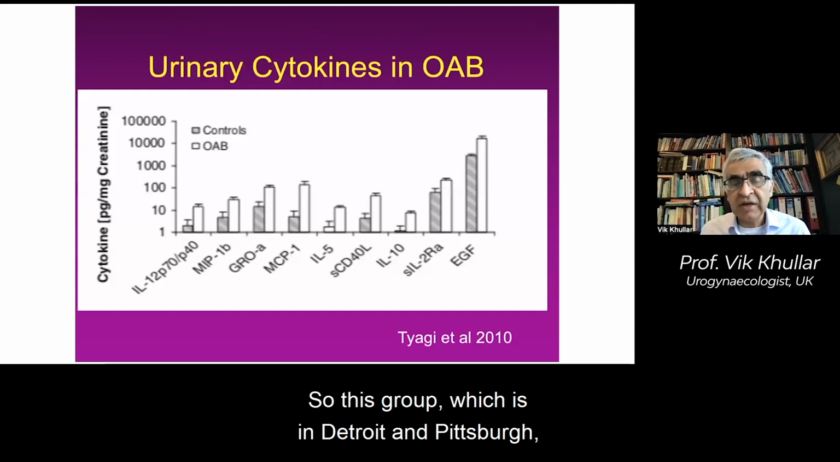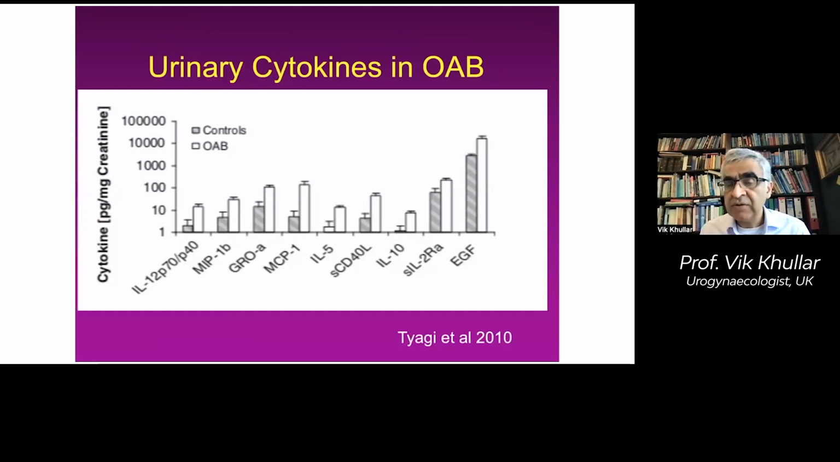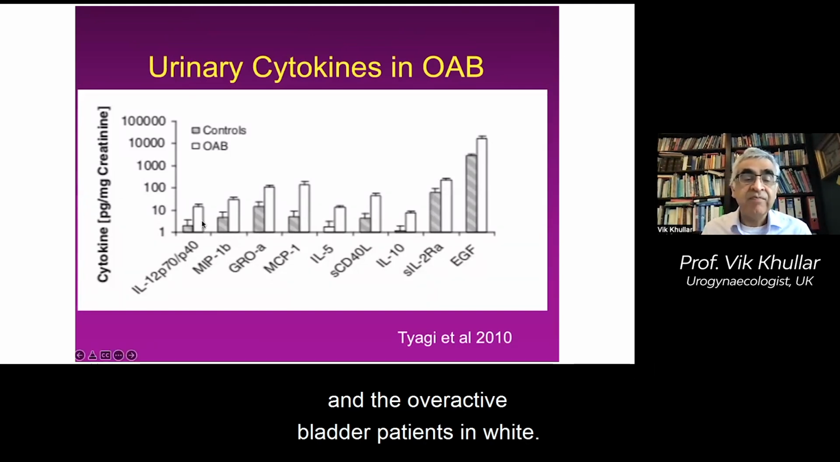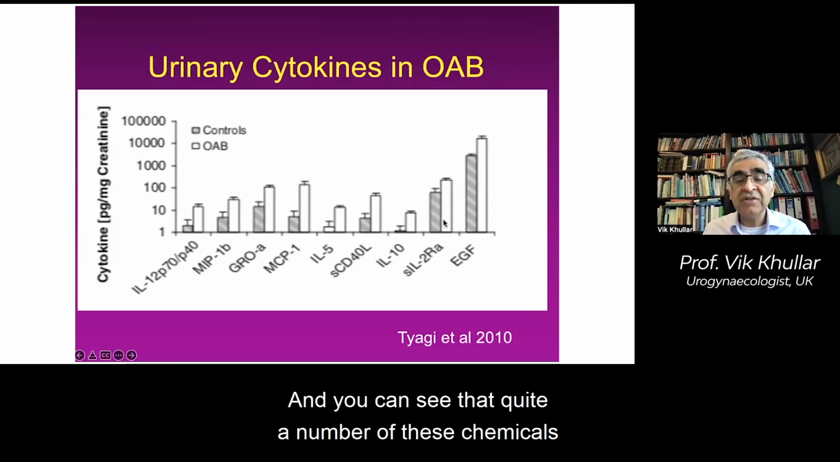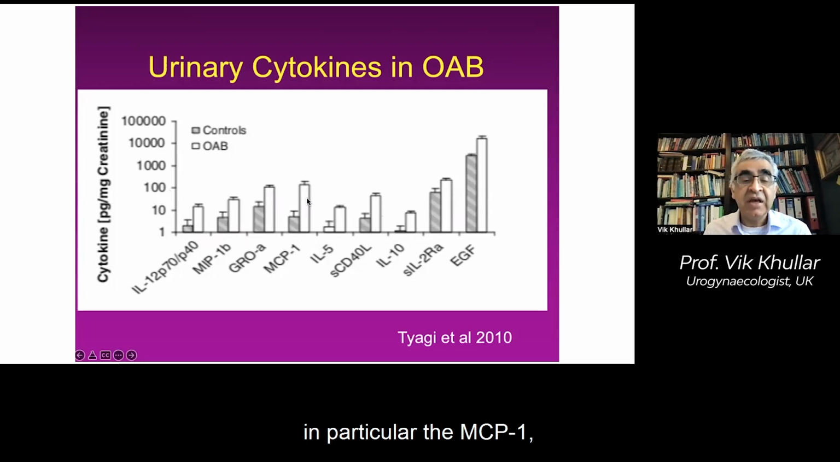So this group, which is in Detroit and Pittsburgh, looked at controls in gray and the overactive bladder patients in white. And this is a logarithmic scale, so this is actually a huge difference when you see these differences. This would be a tenfold increase. And you can see that quite a number of these chemicals are elevated, in particular the MCP1, the IL-5, the IL-10.